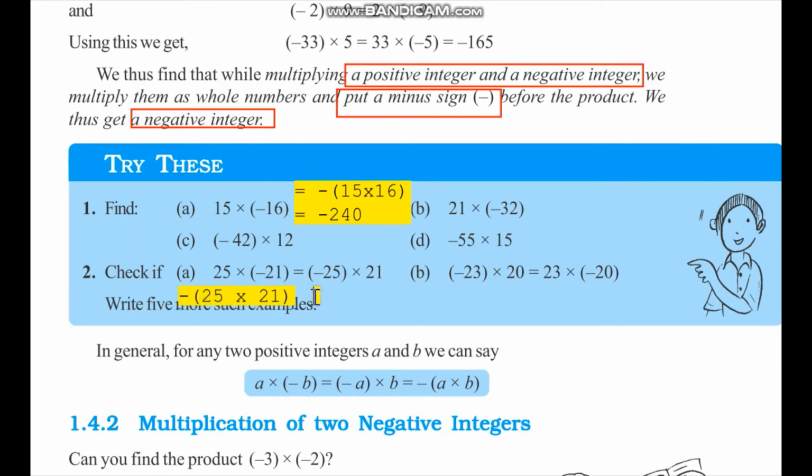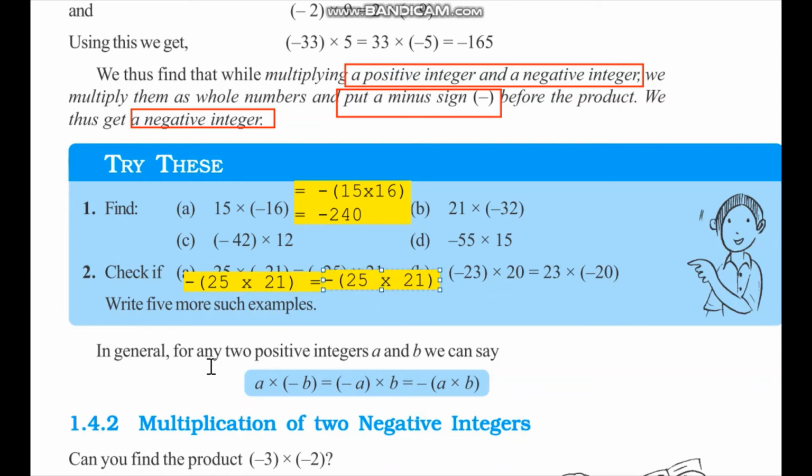And the right hand side is again nothing but we need to find the product and add the negative sign outside. So we can see that both these values are exactly the same as each other. Therefore, we can say that 25 times minus 21 is equal to minus 25 times 21. And we can do a similar thought process for B, and we also need to write examples. We need to write 5 more examples.